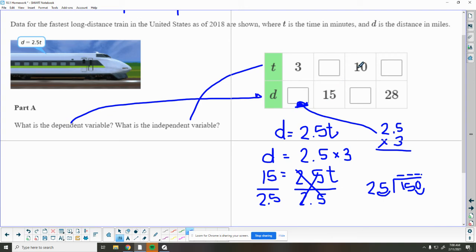So you'll repeat that. So this time we'll plug in 10 for T, and then we'll plug in 28 for D. So when you're doing this one, we're dividing by 2.5, so you're going to have to move that decimal. The decimal's at the end, so that means adding on a 0 here. So go ahead and solve for each of those using this equation here.